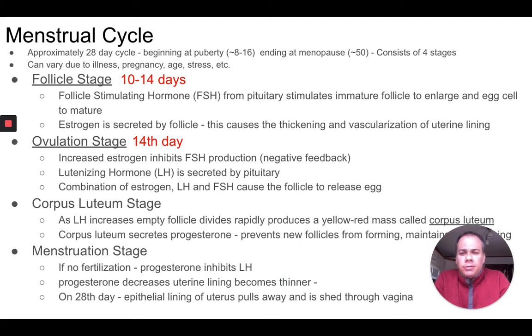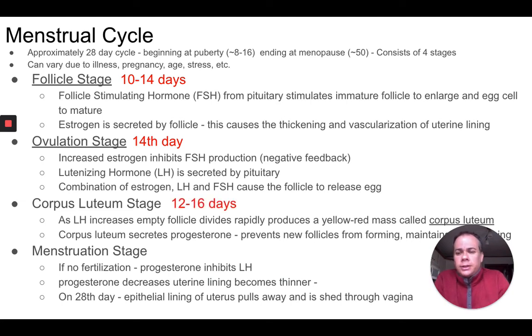After this stage, another hormone starts to become important called LH, luteinizing hormone. The luteinizing hormone is also secreted by the pituitary gland, and as this ovulation step is getting closer, the level of these three hormones, estrogen, luteinizing hormone, and follicle stimulating hormone, and the coordination of those hormones allows for the follicle to release that egg cell.